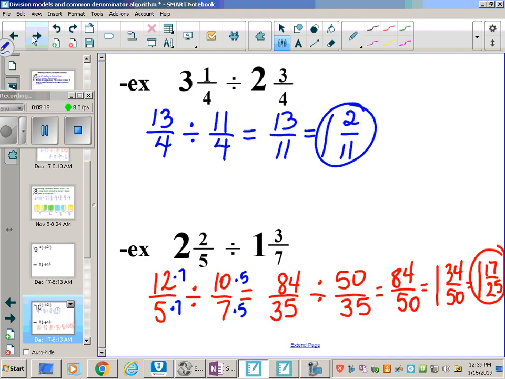All right, so for the first one, that one was actually really simple because your denominators were already the same, so you just ended up with 13/4 divided by 11/4, which gives you 13/11 or 1 2/11. For the second one, your numbers ended up a little bit bigger because your denominator had to be fairly big, but you still can follow the steps, find a common denominator, and once you work that out, you should get 1 17/25.